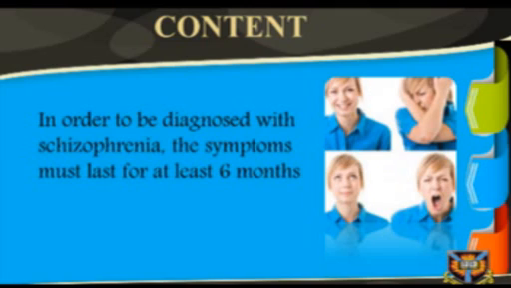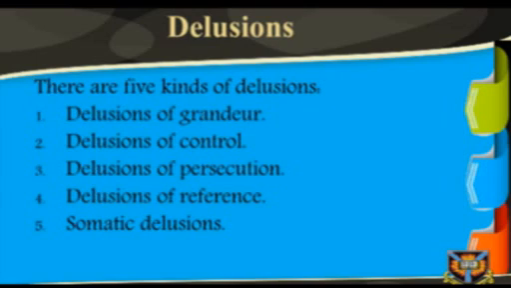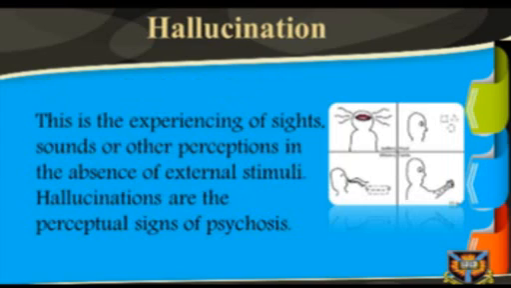1. Delusions. Many people with schizophrenia develop delusions, ideas that they believe wholeheartedly, but that have no basis in fact. There are 5 kinds of delusions: delusions of grandeur, delusions of control, delusions of persecution, delusions of reference, and somatic delusions. The deluded person may consider the ideas enlightening or may feel confused by them.